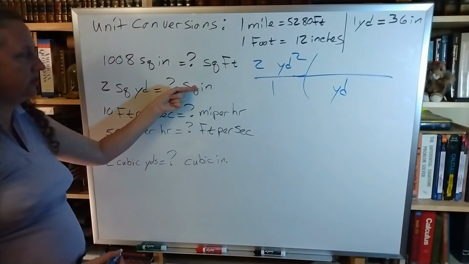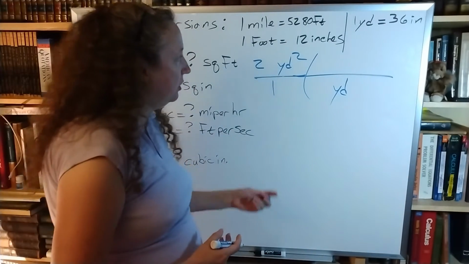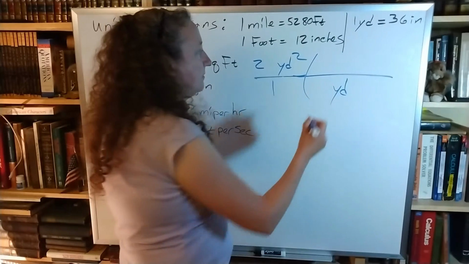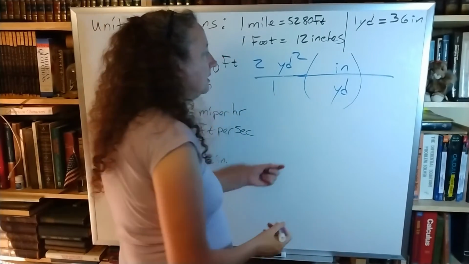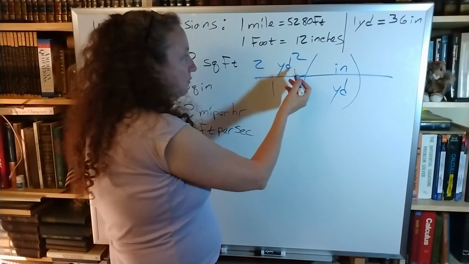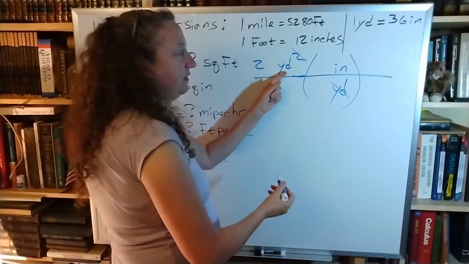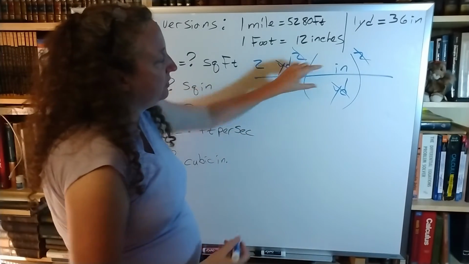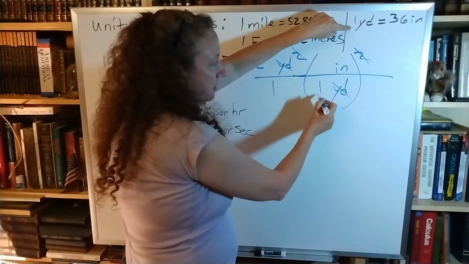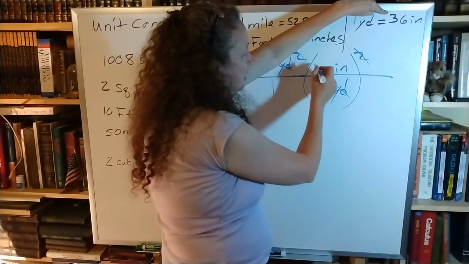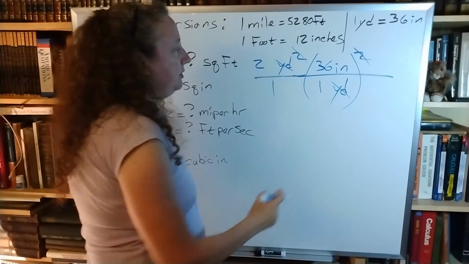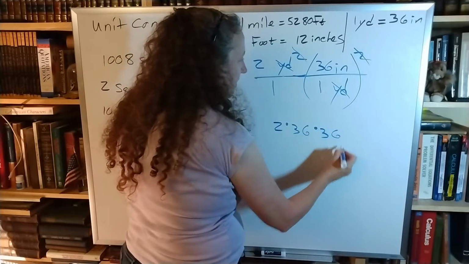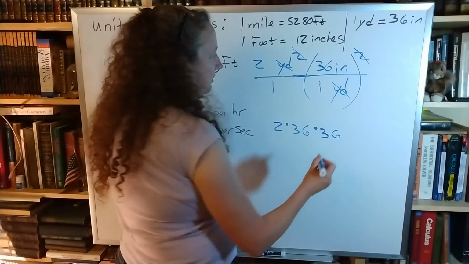I want to go to inches, so I need to find my conversion factor from yards to inches. This one has 1 yard is 36 inches, so I want to use this one. I have my units in there. I have 1 of the yards canceled, but I have a second yard here, so I need to square it. I can put my units in. 1 yard, 1 goes with yard, so make sure you put it with the right unit. 36 inches. Multiply the top. So that's going to be 2 times 36 times 36. Inches times inches.